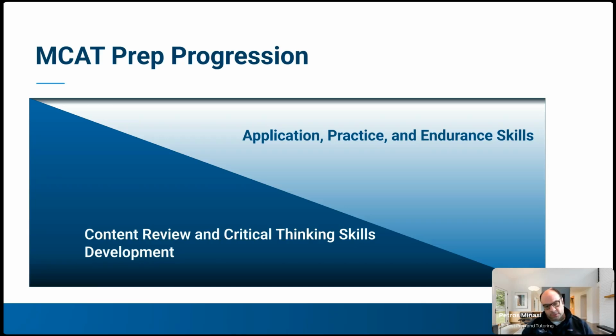Namely because earlier on in your preparation, that dark blue triangle that's there in these conjoined triangles, that's where you're going to be spending time as far as content review and actually developing your critical thinking skills. In the early days, off to the left, there's going to be more of that. And that is going to diminish over time because you're going to be incorporating more and more application and practice in the development of your endurance skills. So it's really an evolving process.